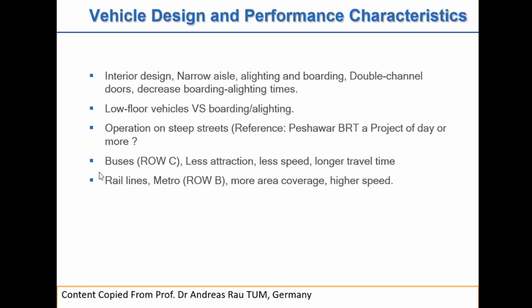Of course, if the same bus is operating from right of way category C, that will attract fewer passengers, and it will have less speed and longer travel time. And if, for example, we compare it with right of way category B, which we consider is most of the time metros or rail lines and tram lines, they have a bit more area coverage compared to category C, and they can maintain higher speed as well because they only share their path at the intersections.